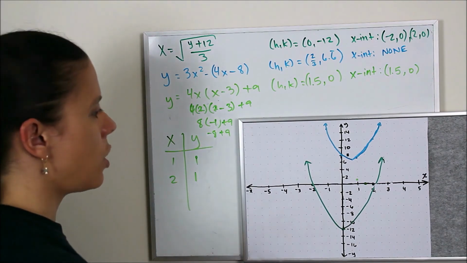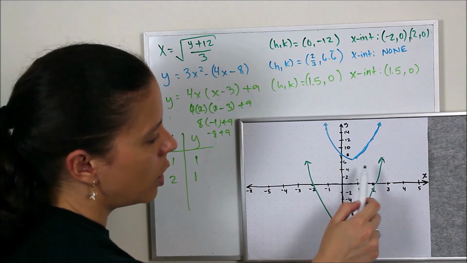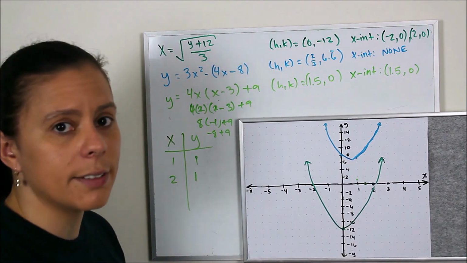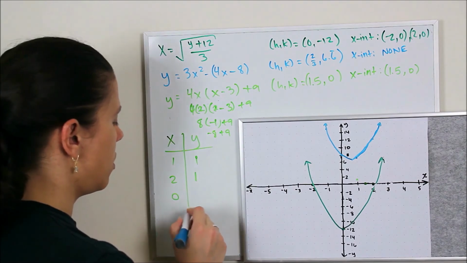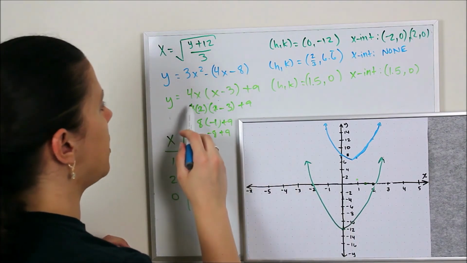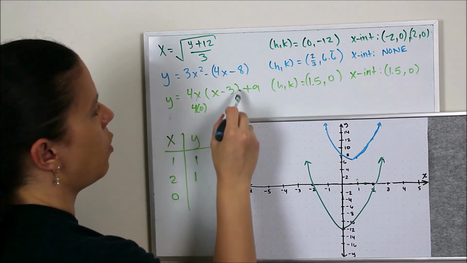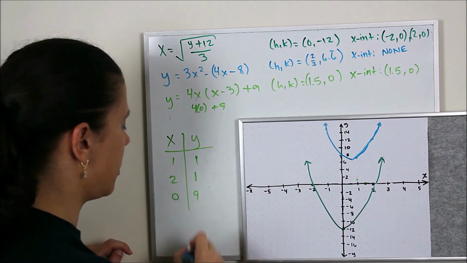All right? And then we can keep doing that for the rest of them, right? So we can do 0. We can do 3, right? 0 and 3 should have the same y value, right? So, if we make a 0, that'll be the easiest. 4 times 0 is just 0. It makes the whole thing 0, right? So it's just going to be 9. All right? So this is going to be 9.